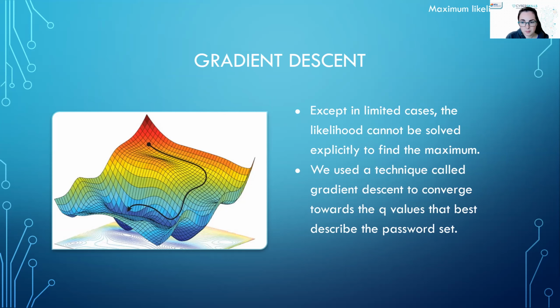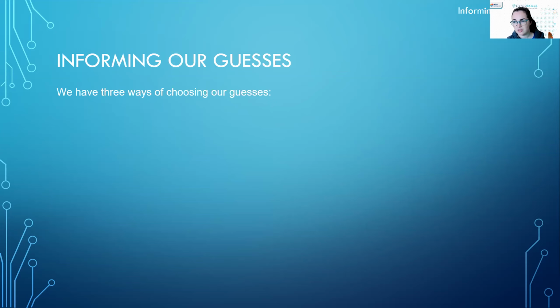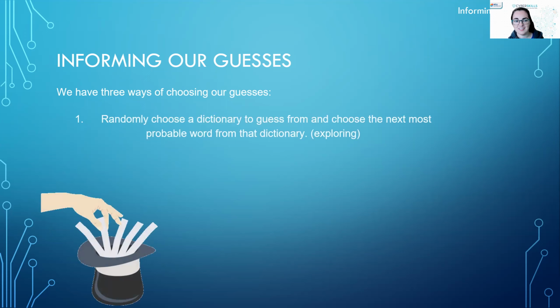And then the next thing is, once we have those weightings, how do we choose the dictionary? I've assigned different weightings to each one of the dictionaries I have. And there are 3 ways you could choose your guesses based on these weightings. You could completely ignore the weightings and just continue to randomly choose a dictionary to guess from. This is what we call exploring. So we continue to try all the different dictionaries, even though we've got some information about which one might be best. So our next guess will just take a guess from a random dictionary.